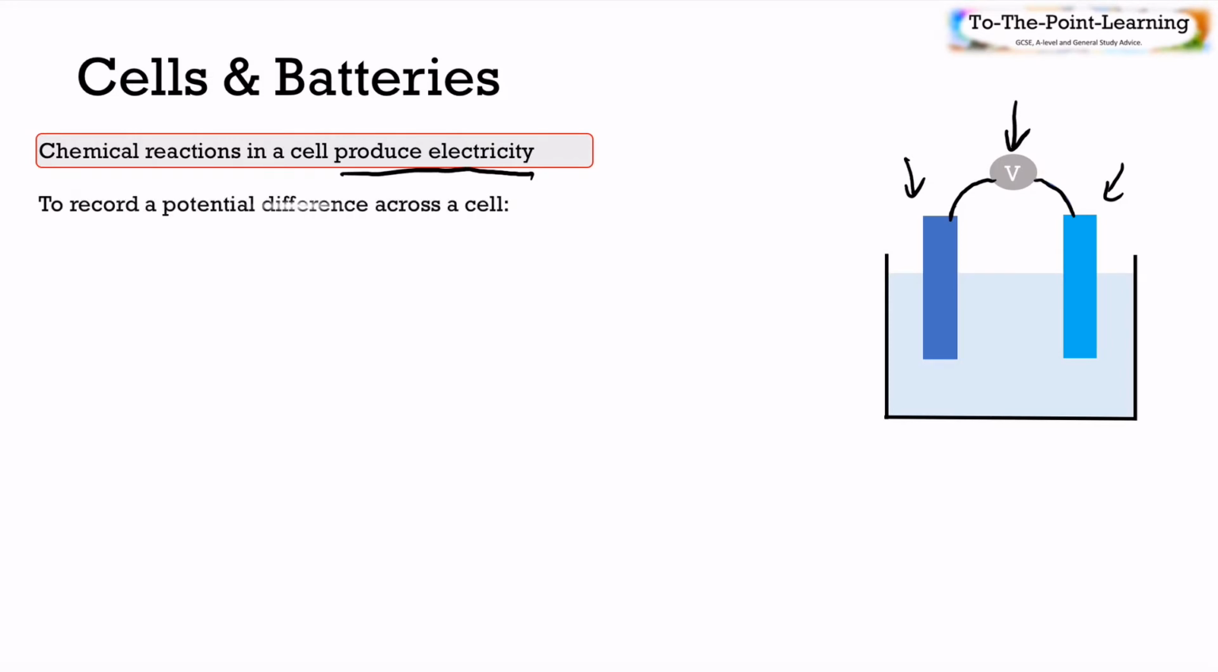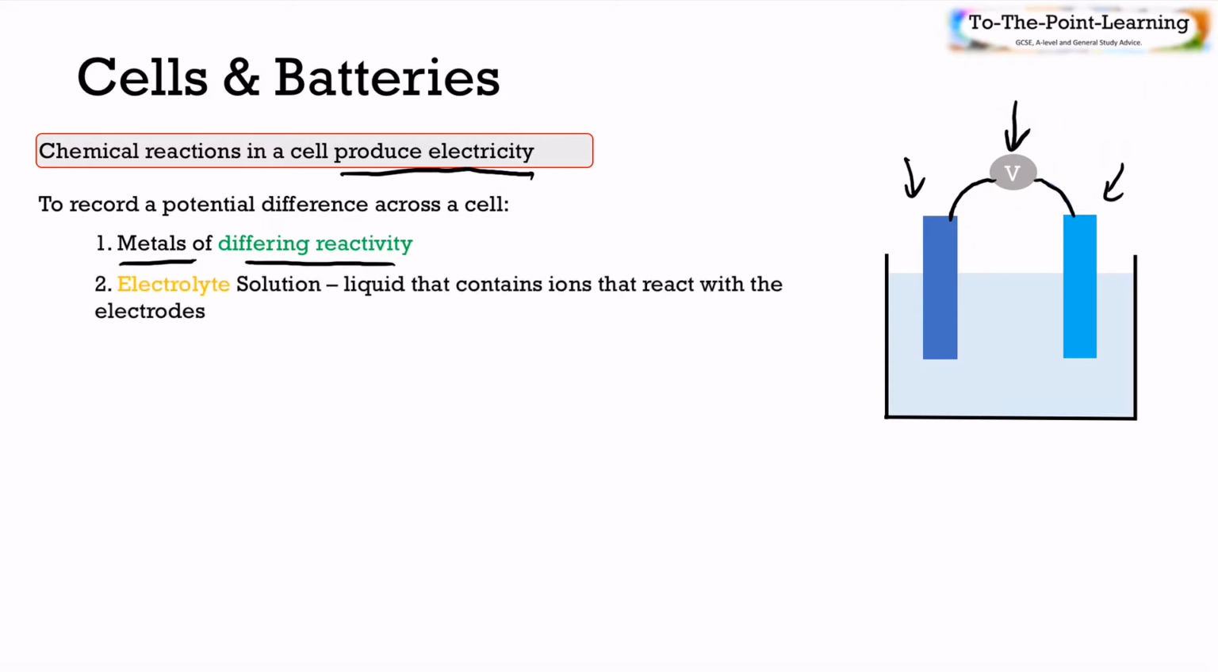Okay? Now, in order to record a potential difference, you can't just use any materials as the electrodes in the solution. They need to be specific things. And the first requirement is that you need two electrodes which are metals of differing reactivity. Metals because they need to conduct electricity, and they need to be of different reactivity, and we'll go into that in a little bit.